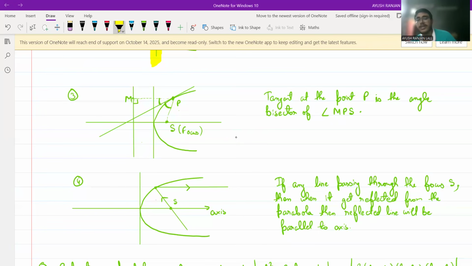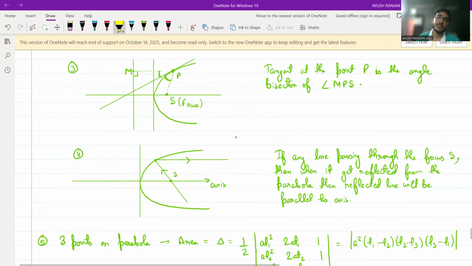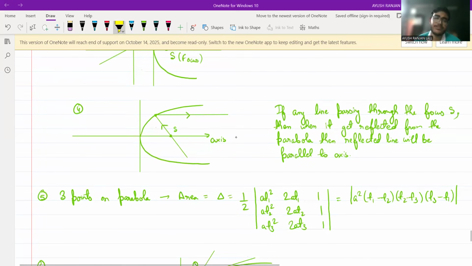Next, if we pass a ray through the focus, and it gets reflected back by the parabola, then the reflected ray will be parallel to the axis of symmetry. Nothing else. Last one, area. If you want to find the area of the parabola, it is very easy. Take any 3 points, (at1², 2at1), (at2², 2at2), (at3², 2at3). Then, as we have seen in determinants, put the values and find the answer.